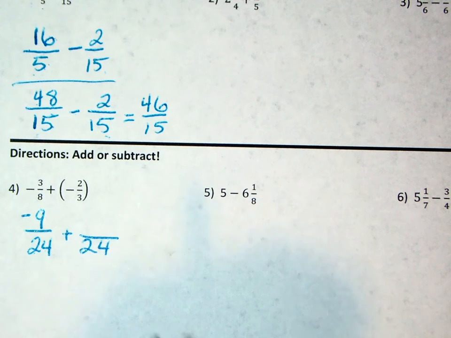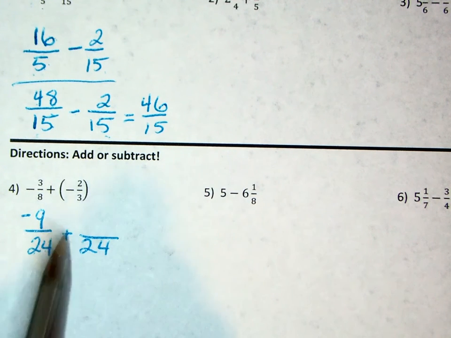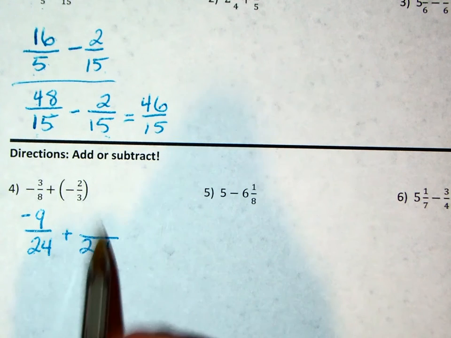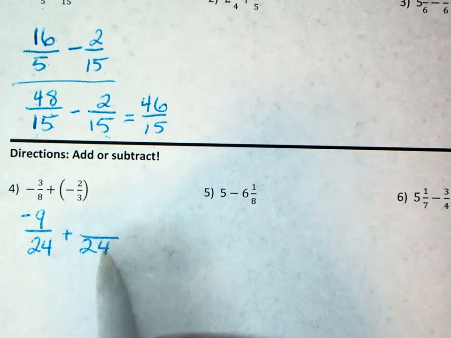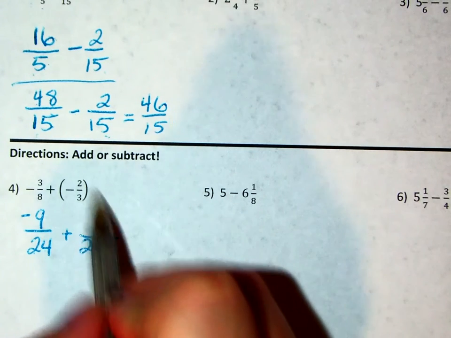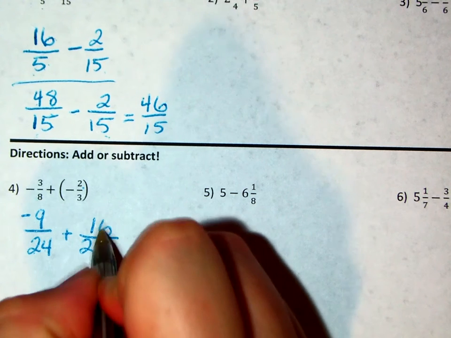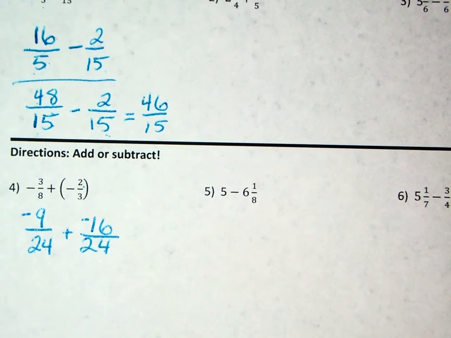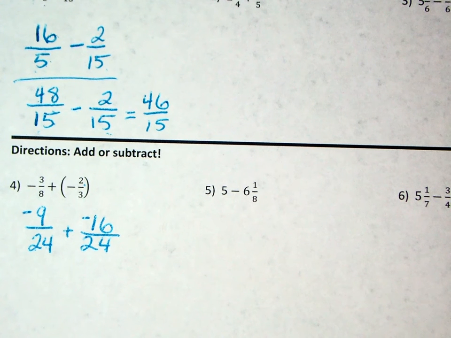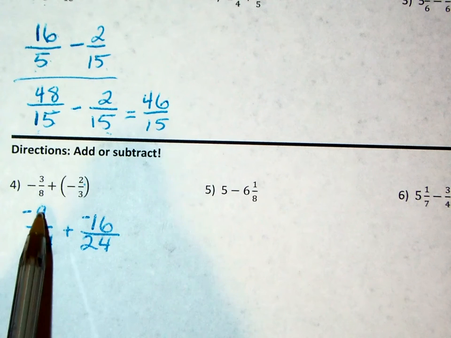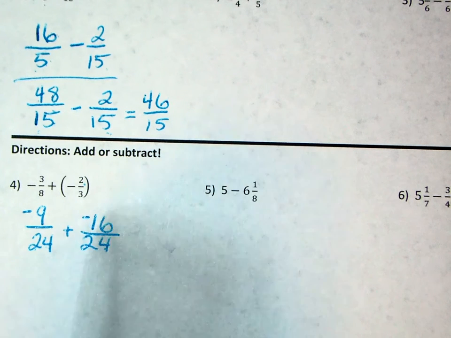But by attaching it to the numerator, it just simplifies some of the addition and subtraction process as we start to do it. Now on my second term, I have 3 times 8 is 24, so I need to multiply my numerator. 2 times 8 is 16, and again this was a negative fraction, so I'm going to keep my negative sign attached to the numerator. Now we can simply follow our integer rules, because I have a negative 9 plus a negative 16.